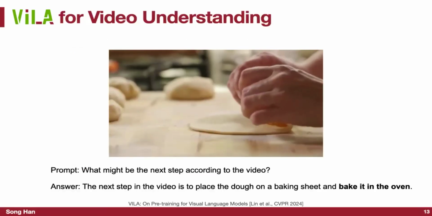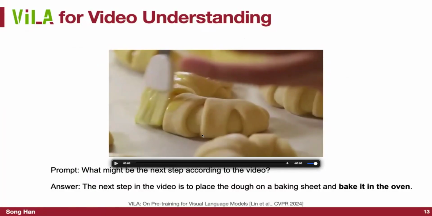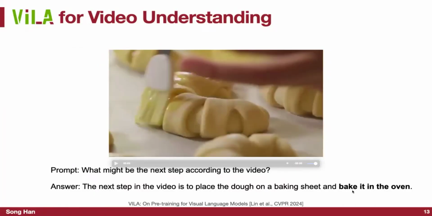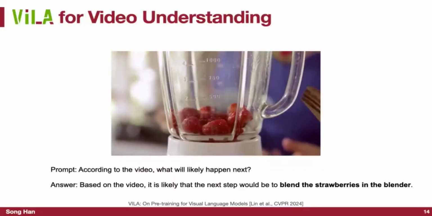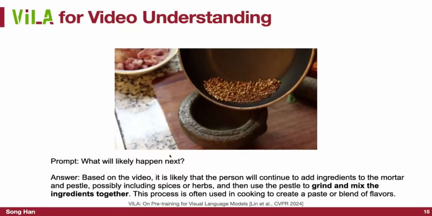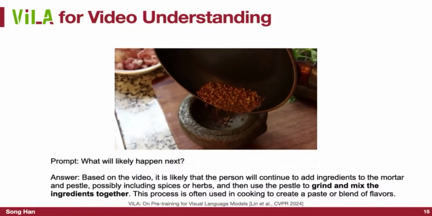VILA is also capable of video understanding thanks to the interleaved image-text data. For example, here, what might be the next step according to this video? It says it's going to bake it in the oven. Similarly, in this case, what is likely to happen next, it can tell it's going to blend the strawberries in the blender, which can help build the world model for robotics to understand the world and the next step. Likewise here, what is likely to happen next, it says grind and mix the ingredients together, which is actually quite good reasoning capability and modeling of the world.